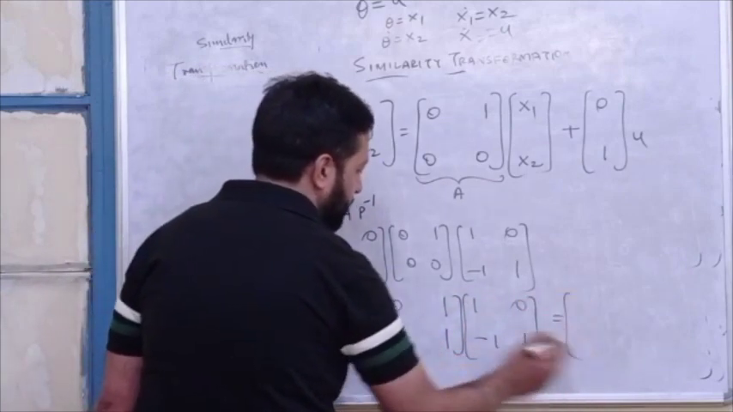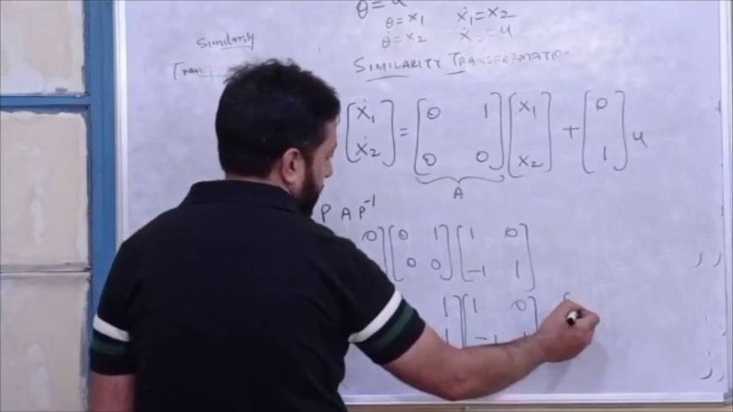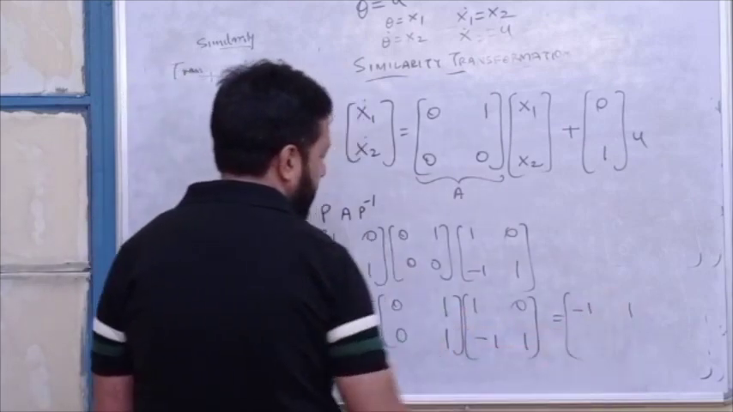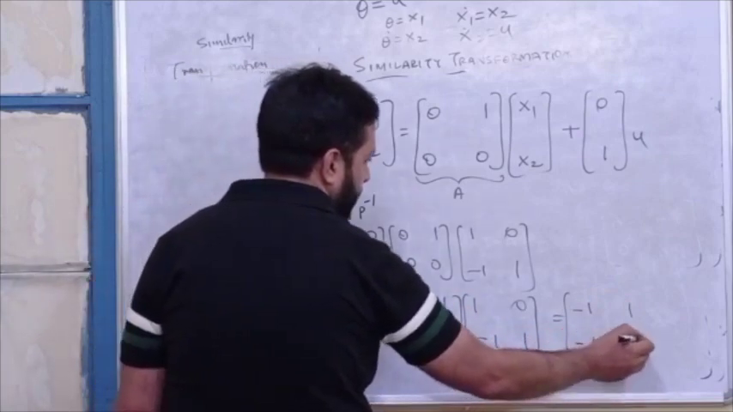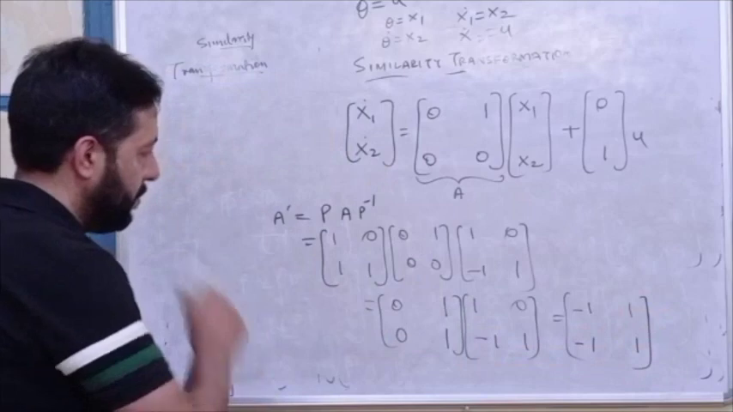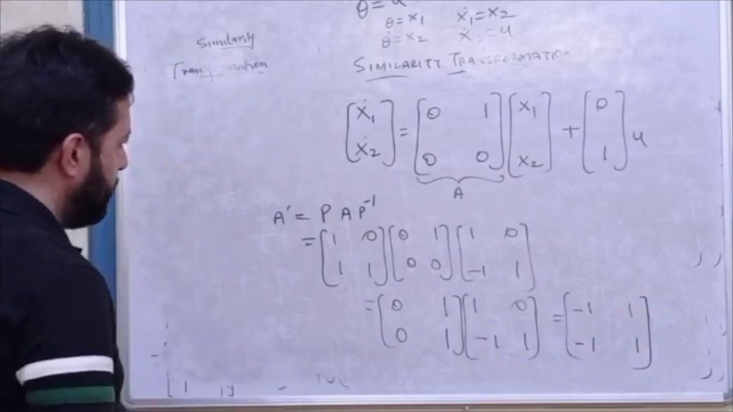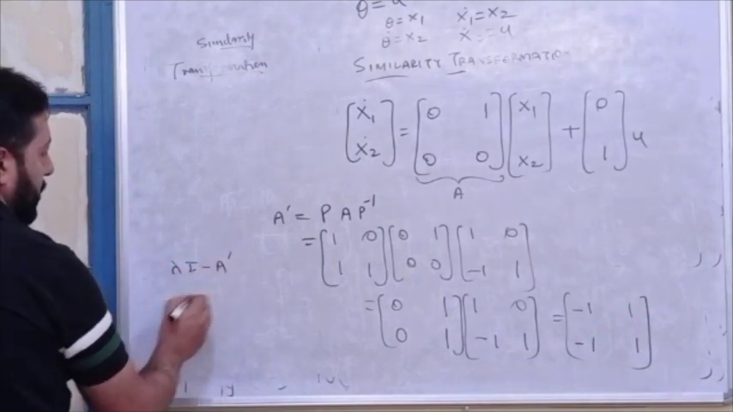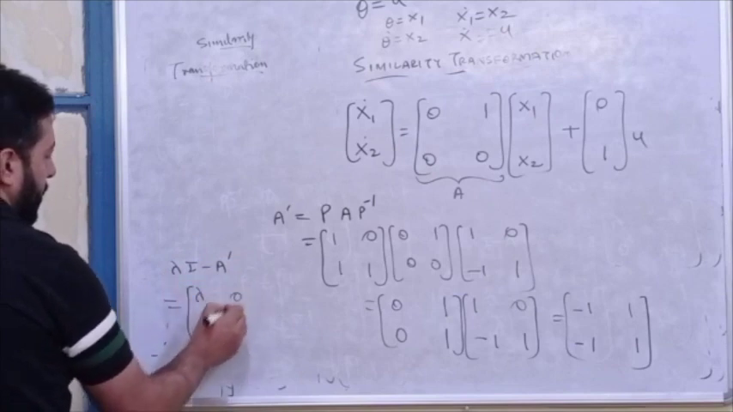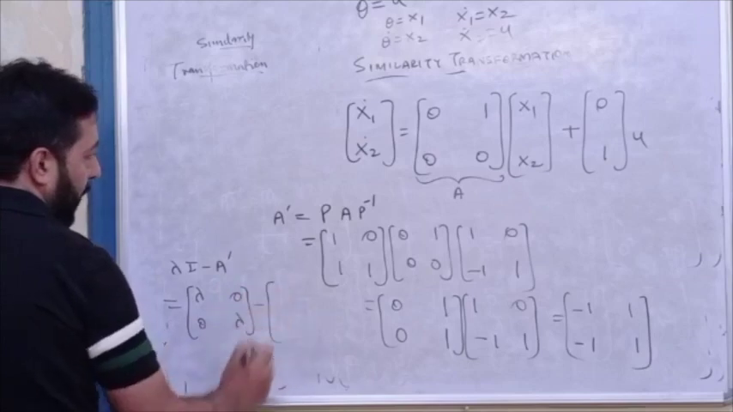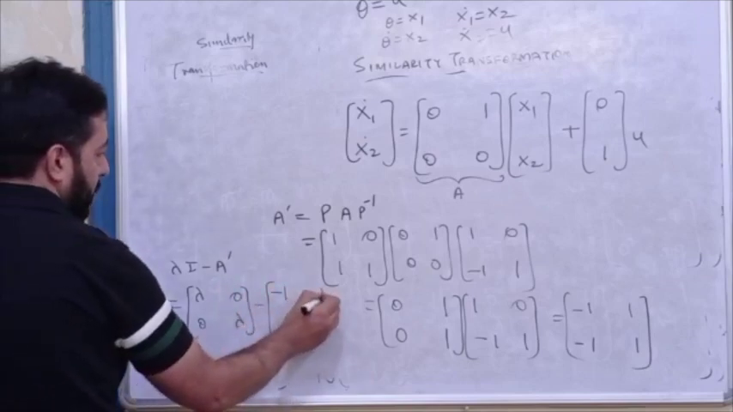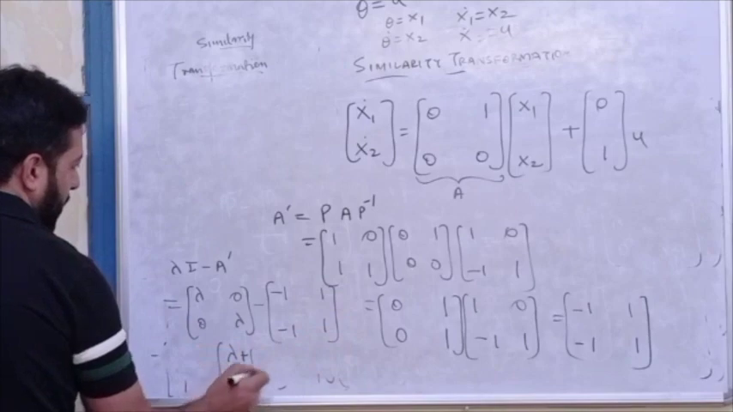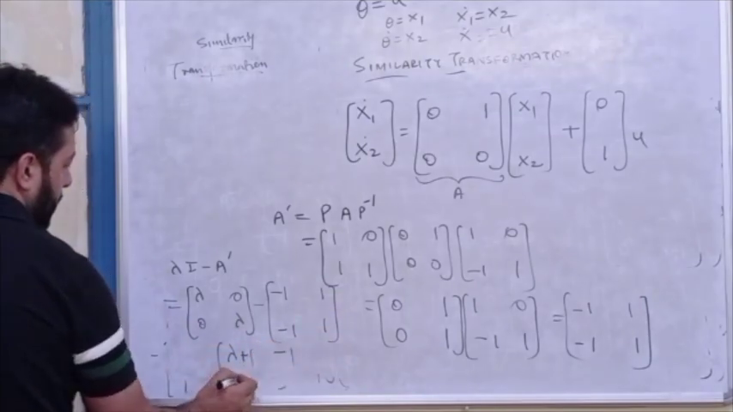So this comes out to be, this is what? Minus 1. Minus 1. Then? 0, 1. This is? 1. 1. Then? This is again minus 1? 1. This is 1. 1. ये क्या आएगा? What's this? Plus one, sir. Plus one.